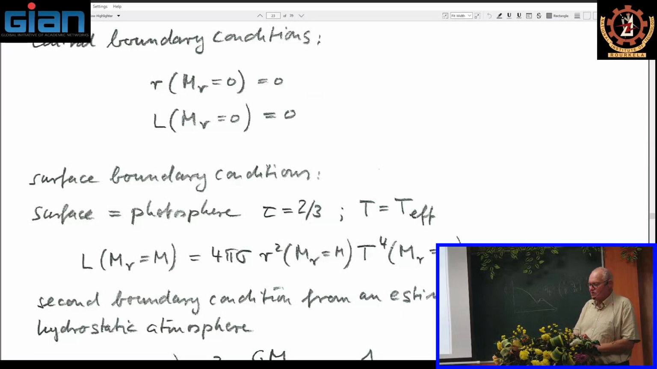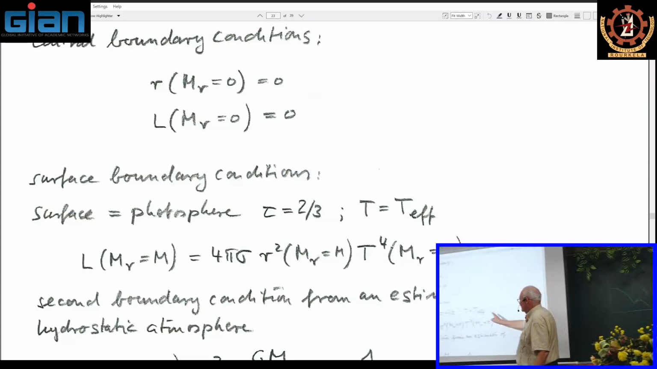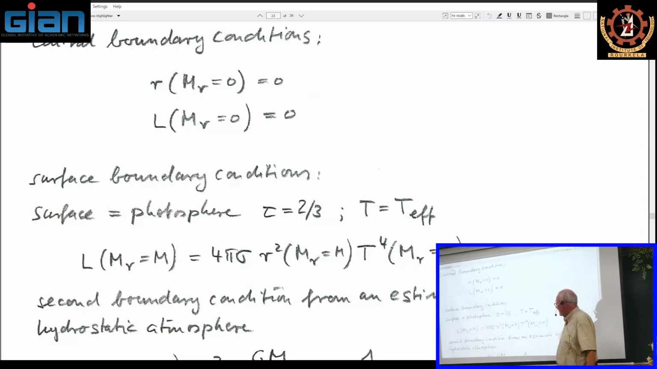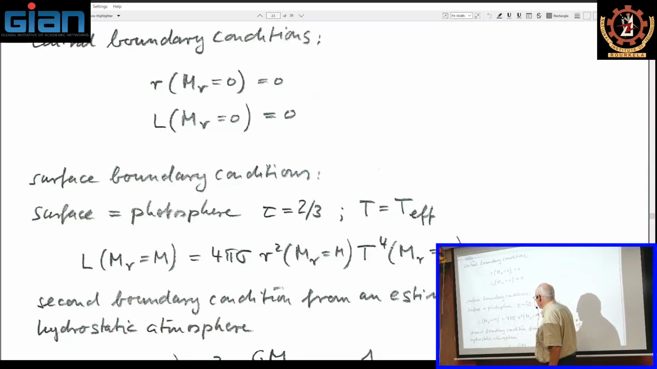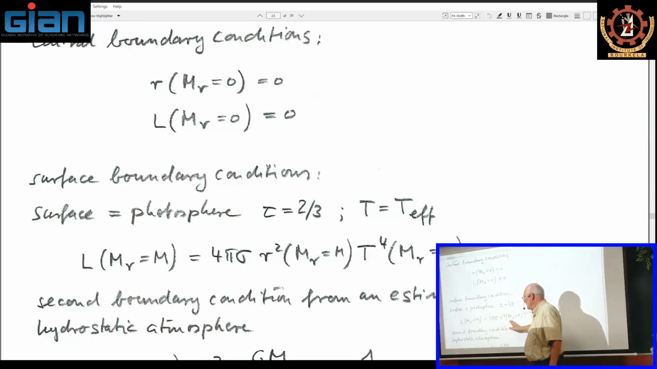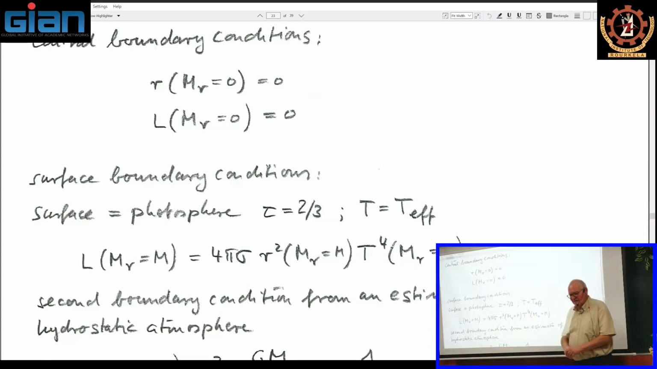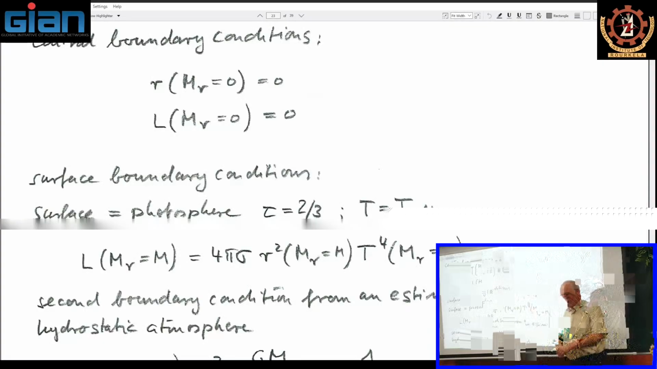Our outer boundary is actually the photosphere of the star, and the photosphere of the star is defined by Stefan-Boltzmann's law. That means the temperature there is equal to the effective temperature, and we have the relation between L at m_r equal to M, at the outer boundary, which should be equal to the radius squared at the outer boundary times the temperature to the fourth. It's only the boundary of our model.